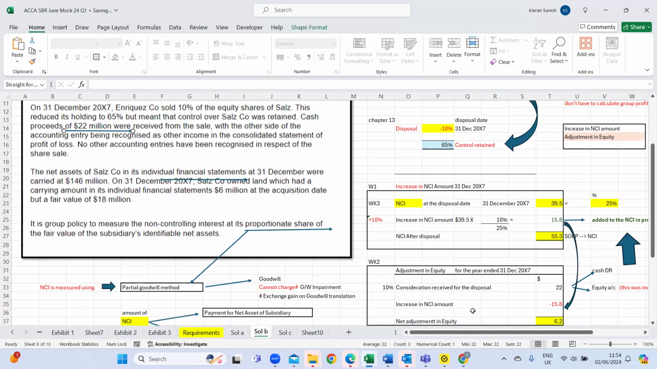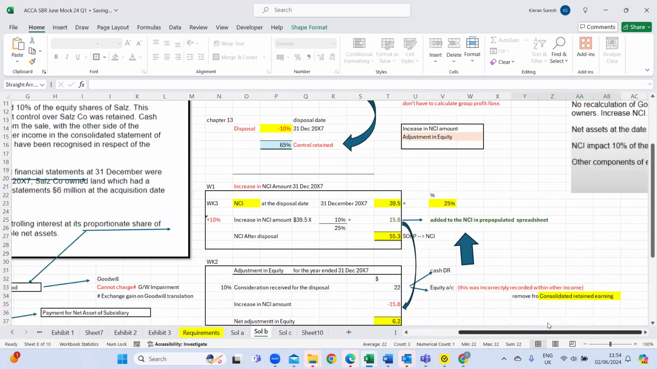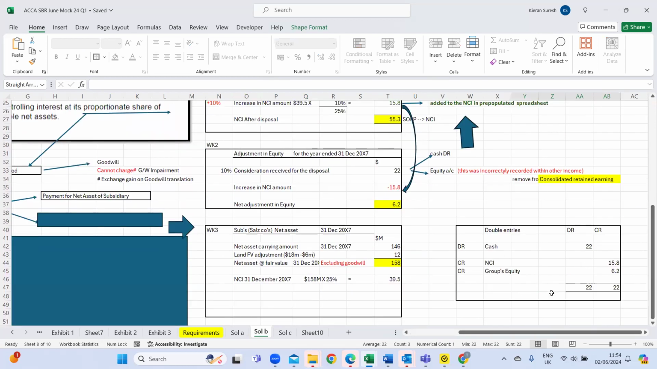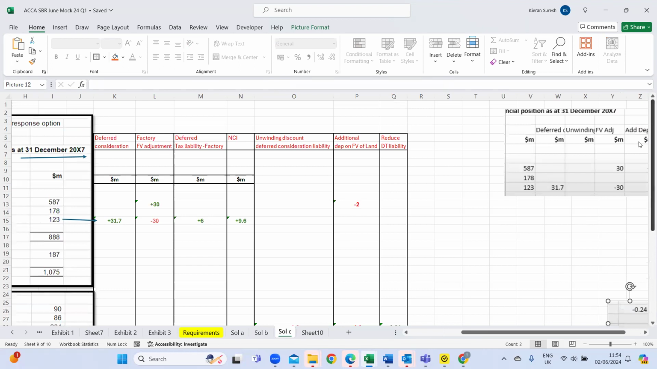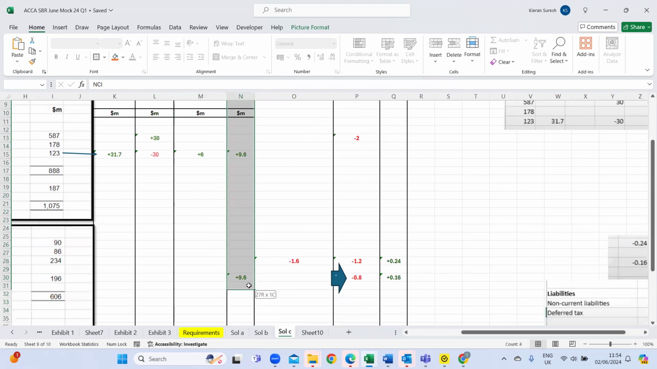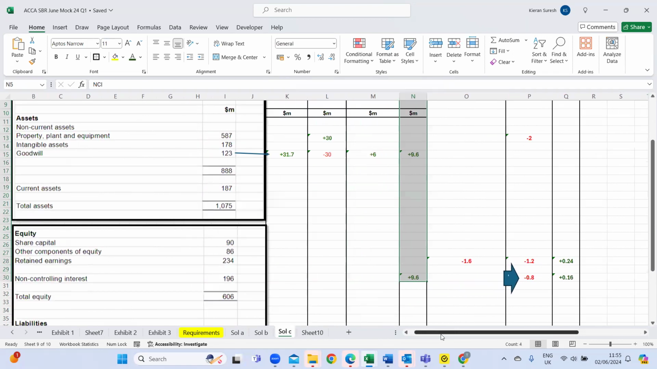That's the one mistake they did, right? And let's get this clear now. With respect to this entry, I would like to show you something. Let's do the easy part first. We know the NCI needs to be increased. Credit NCI means NCI needs to be increased by 15.8. Now go back to the C. We have the NCI column already, so I could simply go to the NCI. NCI needs to be increased, so here we have the NCI increase.